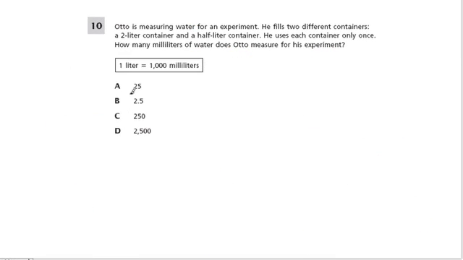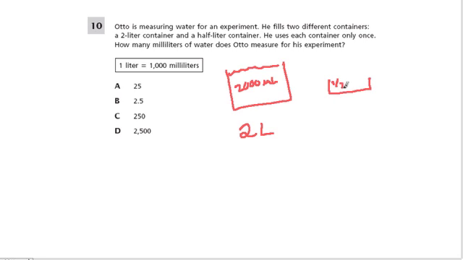And then for our last problem, a little bit wordier here. Otto is measuring water for an experiment. He fills two different containers, a 2-liter container and a half-liter container. So we have 2 liters, it's filled up, so it's 2,000 milliliters, and then a half-liter container. Write the liter below it. 1/2 of a liter, and what's that going to be? Well, that's going to be 500 milliliters, half of a liter.